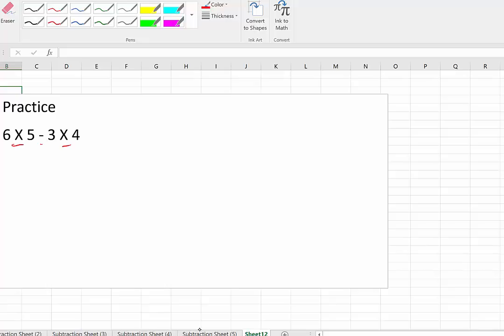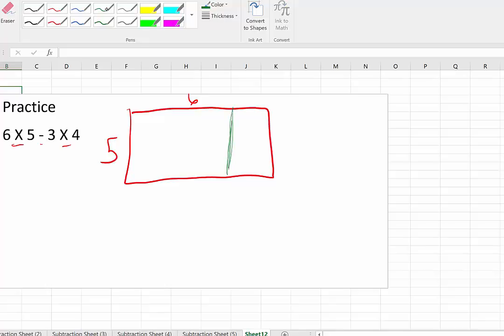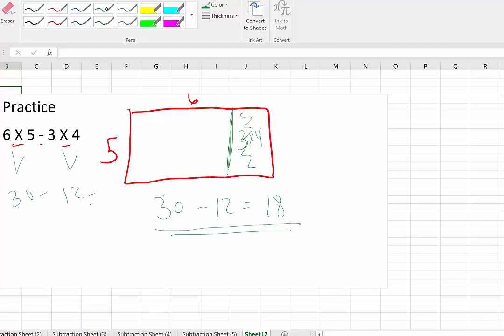So what could we expect kids to do for practice? Well, perhaps they could actually build out this problem. You know, if they did 6 times 5 and drew this, and then they know that they're going to end up subtracting out of this something like 3 times 4. So then we know in this model they're going to take that out. So now we got 30 minus 12 equals 18. And the only way you can get to that answer of 18 is if you multiply first and then subtract.